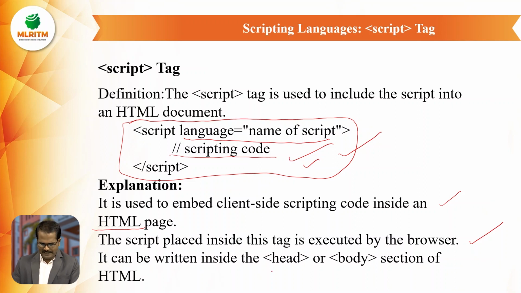It can be written inside the head or body of the HTML. Actually, we know that, right? There are 3 sections or 4 sections in the HTML: HTML open close and title open close, head open close, body open close. In the head section or body section, we are going to include our JavaScript script tag. So majorly we include the script tag in the head part of the HTML, or we can include our script tag, JavaScript tag, inside the body also.